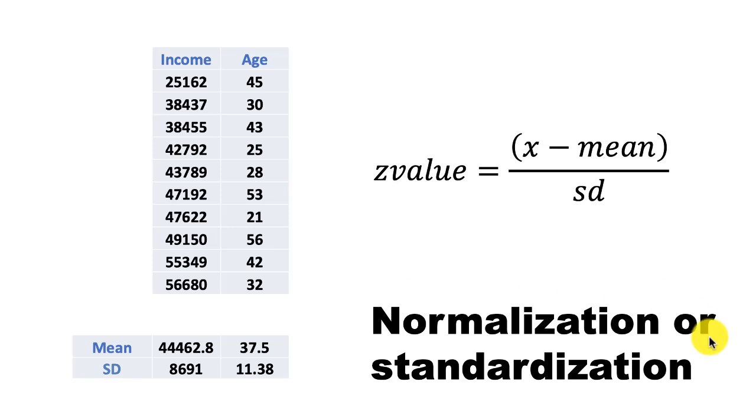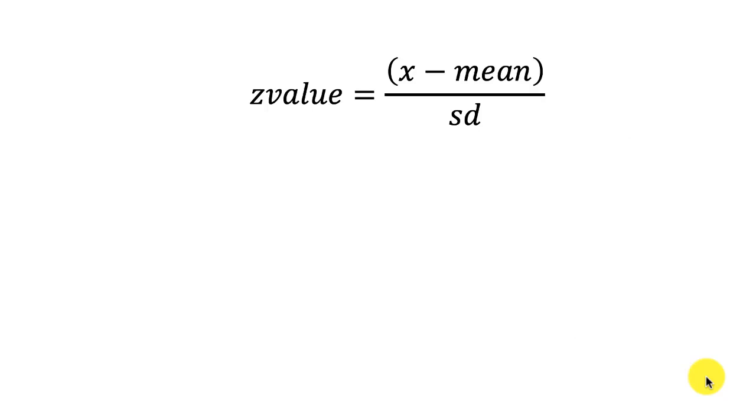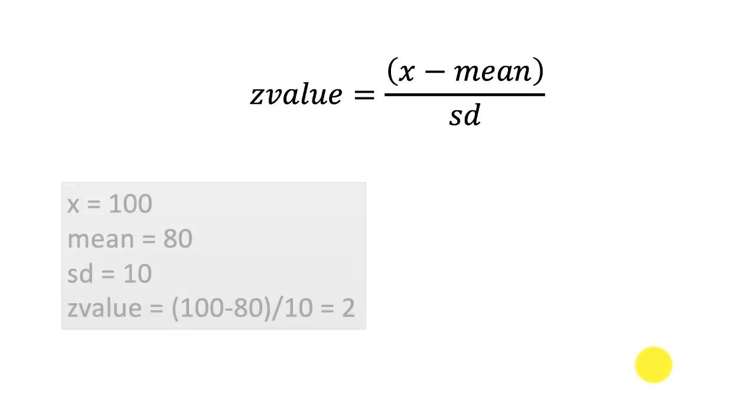This technique, computing the z-value, is called normalization or standardization. So these are referred to as standardized values. Once you calculate this for all of these, you refer to them as standardized values or normalized values. We call them normalized because it sort of reflects the normal distribution in some way. It's used a lot in the normal distribution.